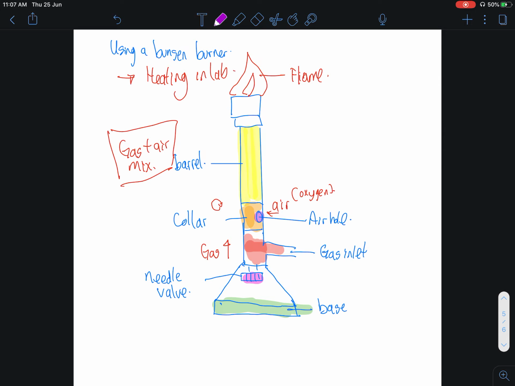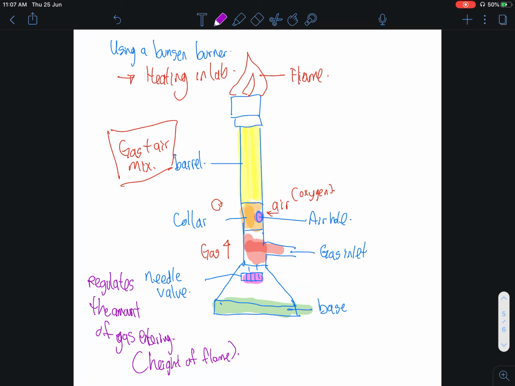Next, the needle valve helps to regulate the amount of gas entering the Bunsen burner. So it helps to control the height of the flame.